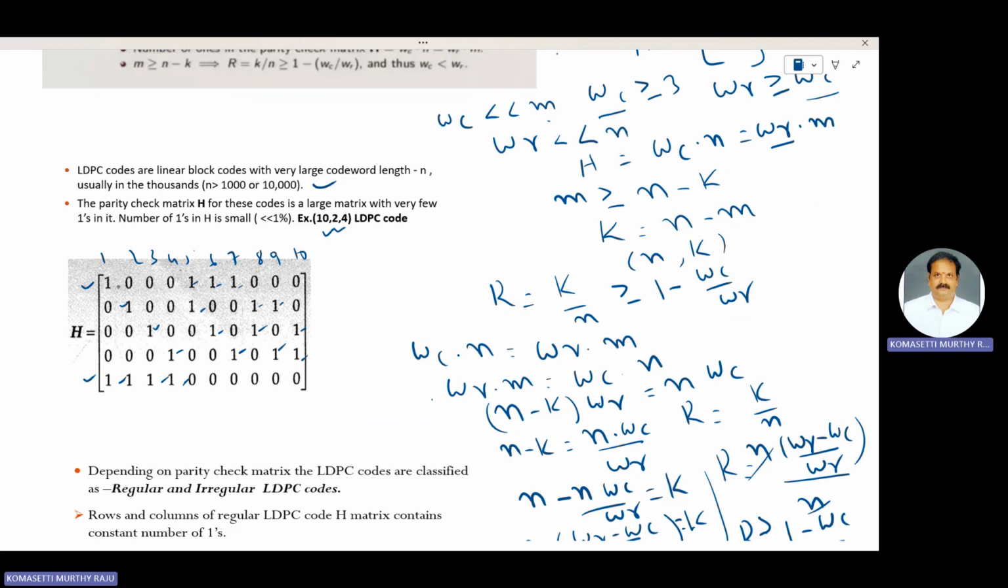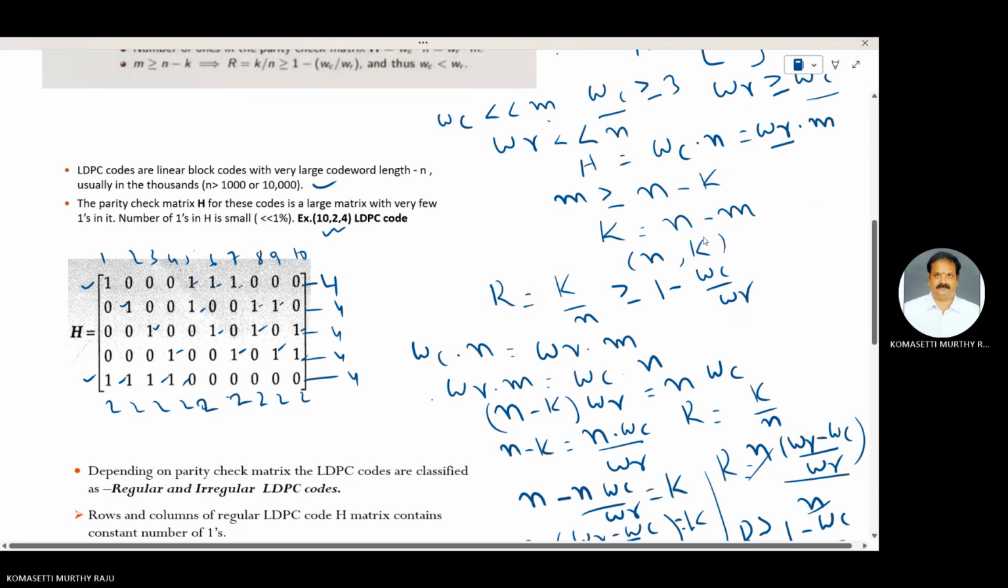Next one is 4, the weight of each row. There are 4 ones in each row. Here 4 ones, that is the weight of each row, and 2 ones, the weight of each column.